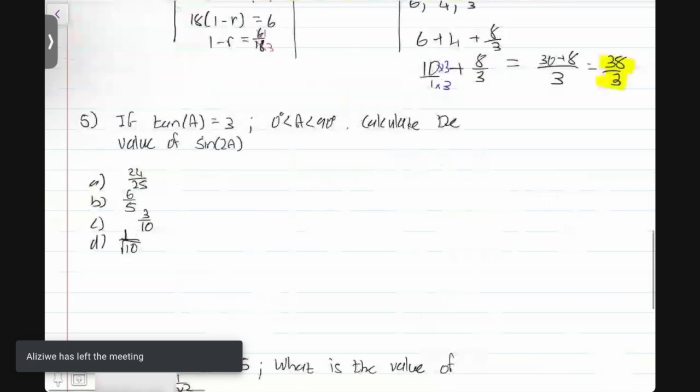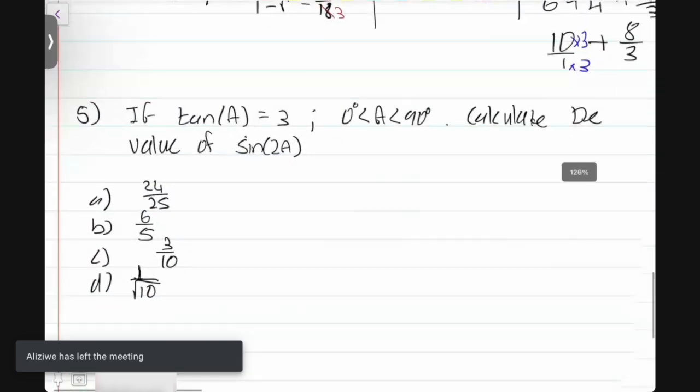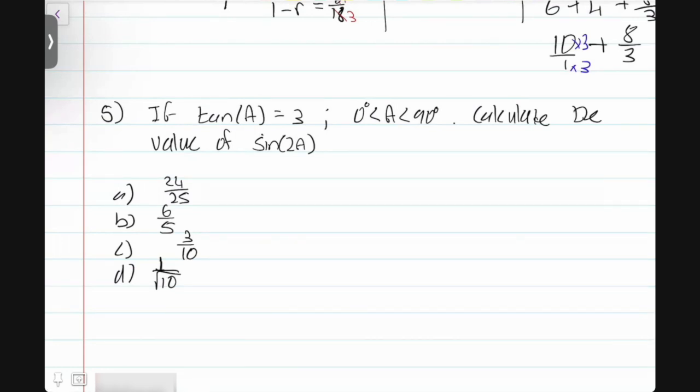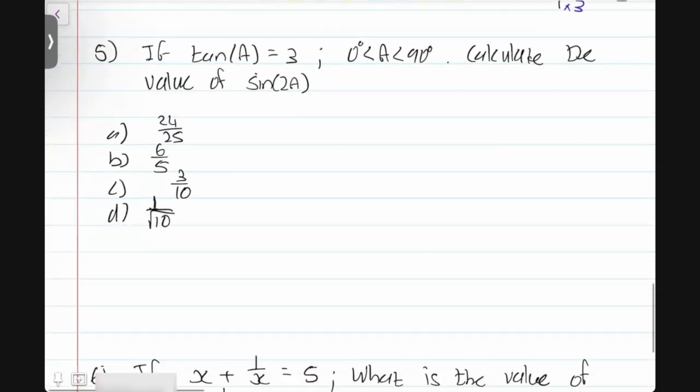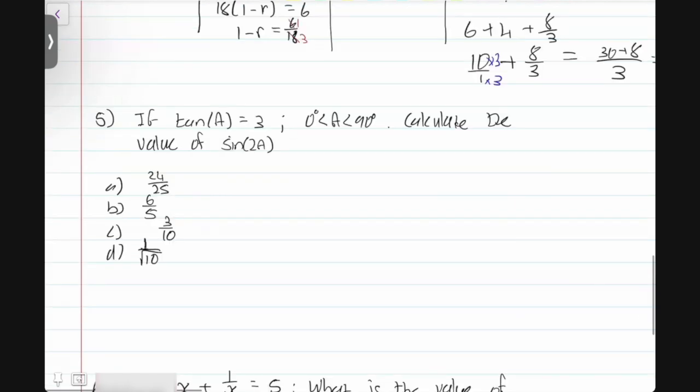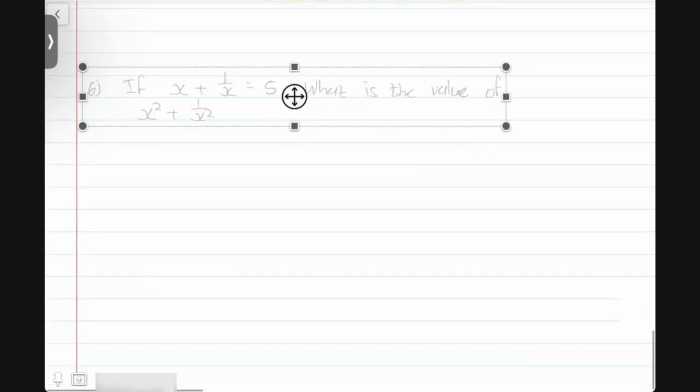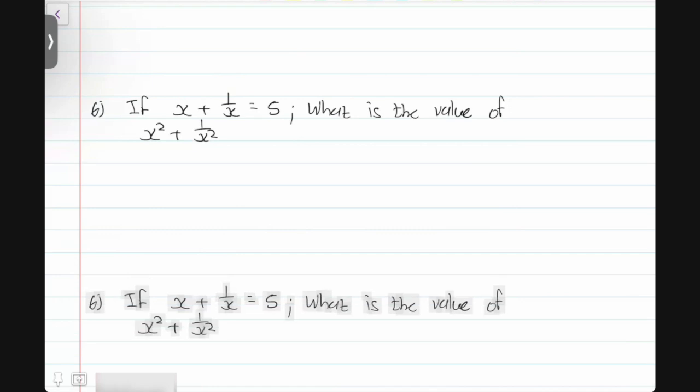All right. Now, question 5. This one, I think you guys would be able to do. So I also want to give you guys an opportunity to attempt this one here, and then I'll do question 6 thereafter. Let me just make some space here.